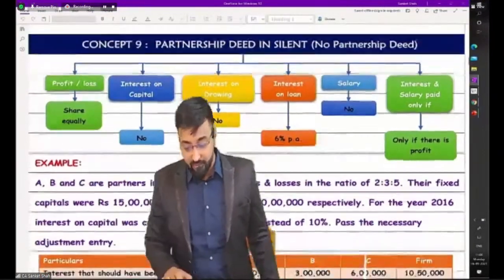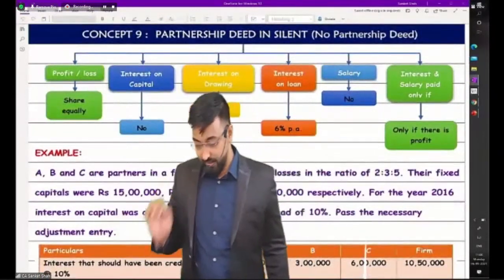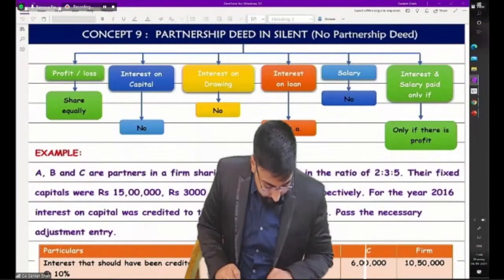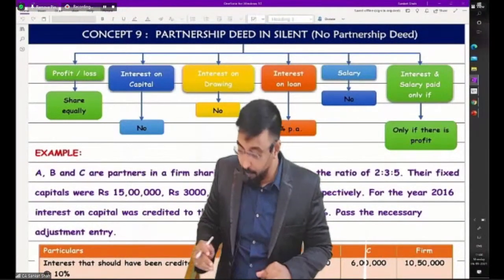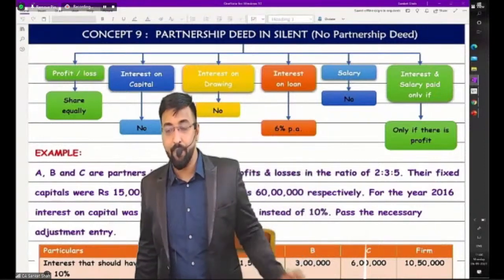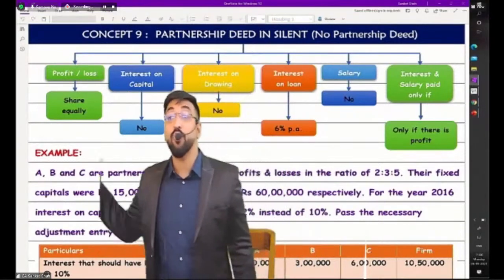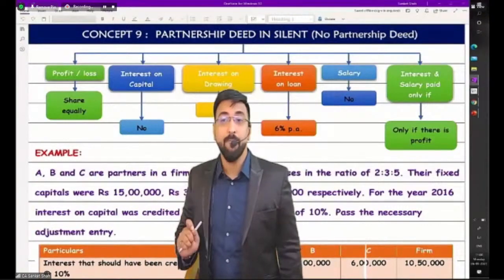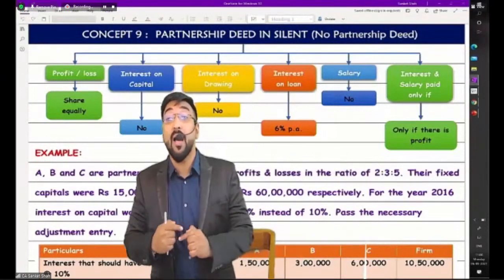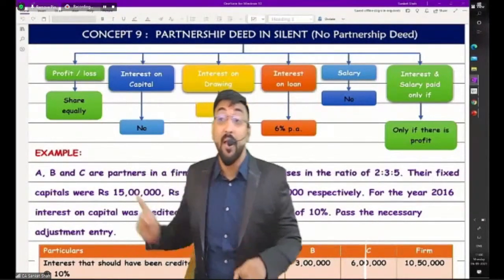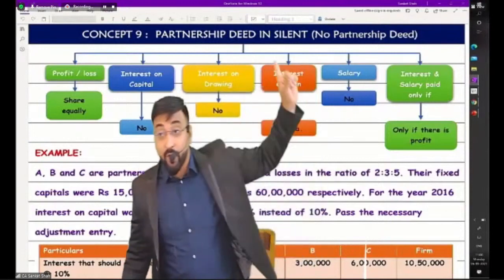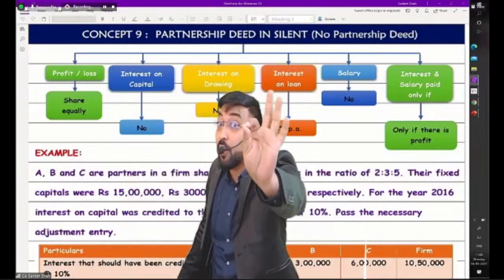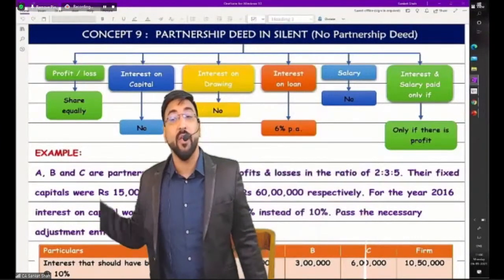So write this down. If the partnership deed is silent, then profit or loss, you have to share it equally. Interest on capital: remember friends, we can't pay any interest on capital if there is no partnership deed. There is no partnership deed, and in that case we can't pay interest on capital. Remember this. Interest on drawing, no.